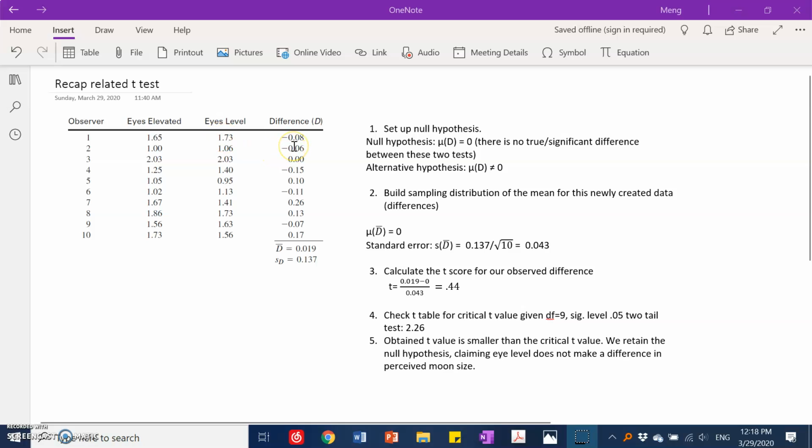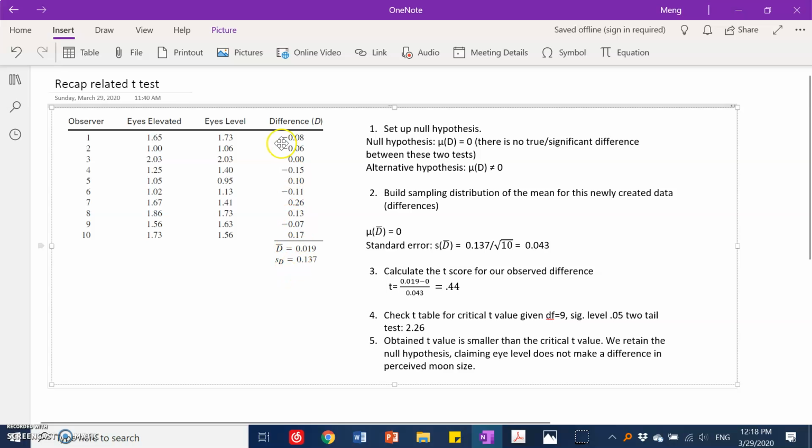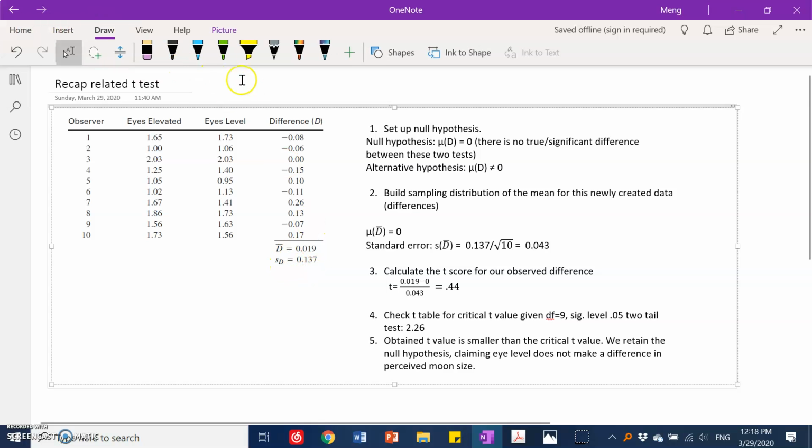So again, back to our question, we want to see whether this difference data set is significantly different from zero or not. This D bar is the average of these 10 data points for the difference data set. That is the observed difference we have for these 10 people. I also calculated the standard deviation for this new data set for you, which is 0.137.